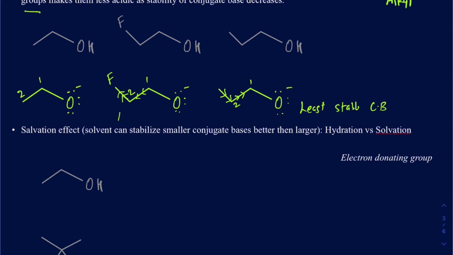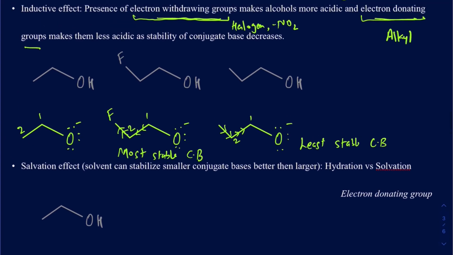This second one is going to be the most stable conjugate base because it pulls the electron density out of the oxygen because of the inductive effect. And then the first one is going to be in between. So when I go back, the most stable conjugate base is going to come from the most acidic acid. So this second one is going to be the most acidic, and this third one is going to be the least acidic. So that's how you're going to be looking at the inductive effect.